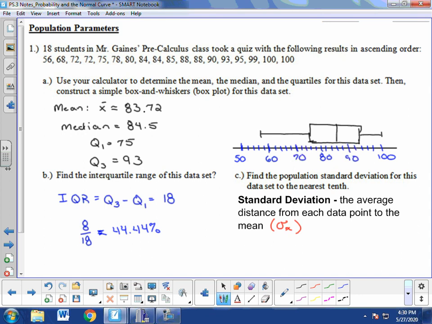We saw a capital sigma earlier this year, which meant to add terms together. This lowercase sigma means standard deviation. So typically you see that represented with a subscript. So in this case, sigma subscript x is the standard deviation.